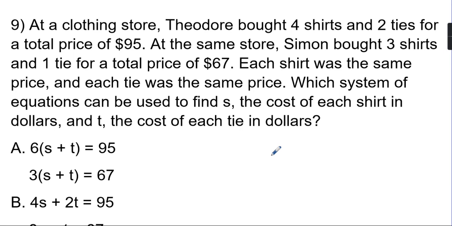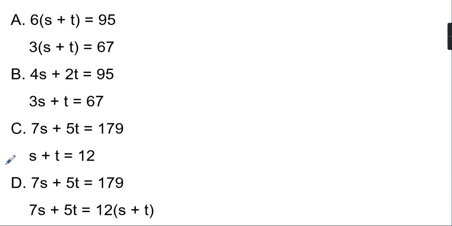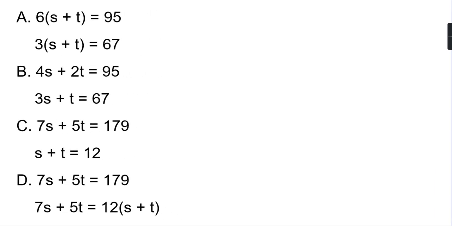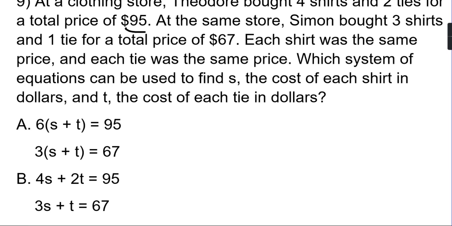So looking at this problem, I see 2 totals. Okay, I know I'm writing a standard form system of equations. Look at the choices, they're all in standard form. This one actually looks pretty wacky. This one down here, I'm just crossing that off because that's not a typical equation, right? It looks like we have 2 totals. Okay, so we want to find the one that has our 2 totals, 95 and 67.